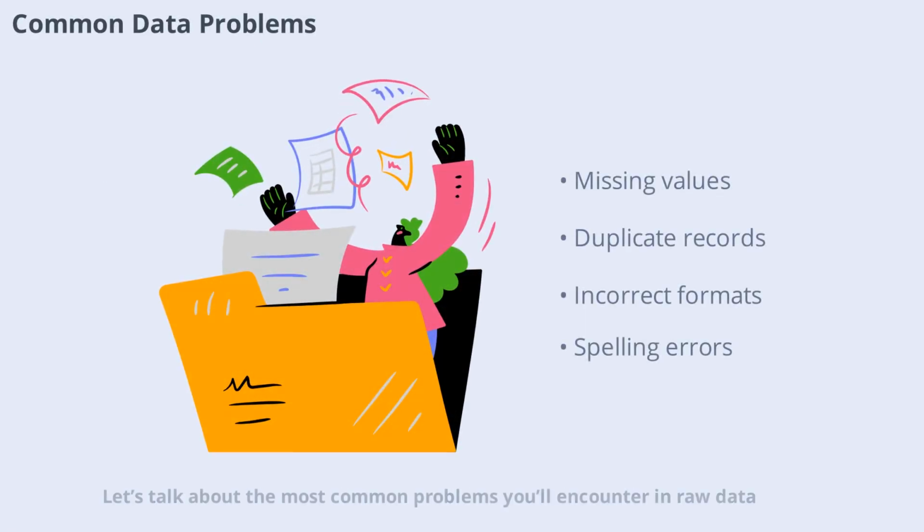Let's talk about the most common problems you'll encounter in raw data. Missing values, or gaps where information should be. Duplicate records, or repeated entries that can skew your results. Incorrect formats might mean dates are written inconsistently or numbers are stored as text. Spelling errors can make it hard to group or analyze data correctly. Being able to spot these issues quickly is a key skill for any data analyst.